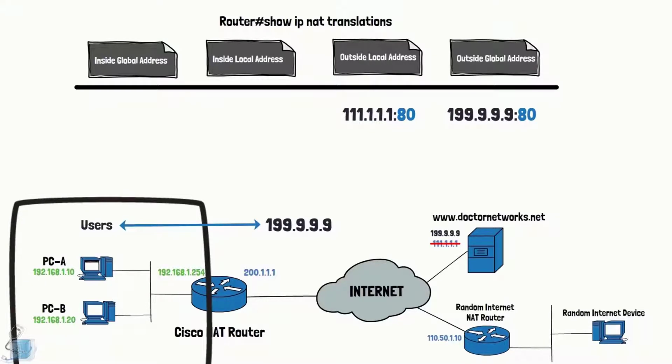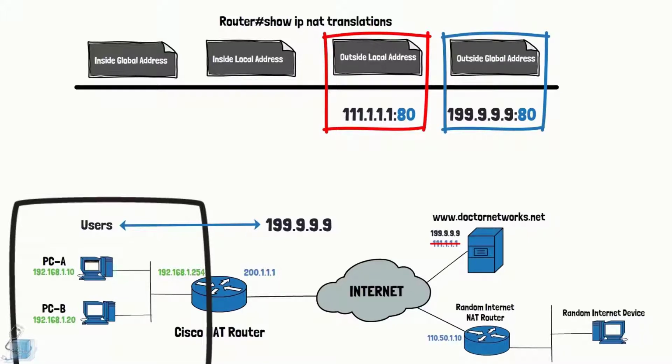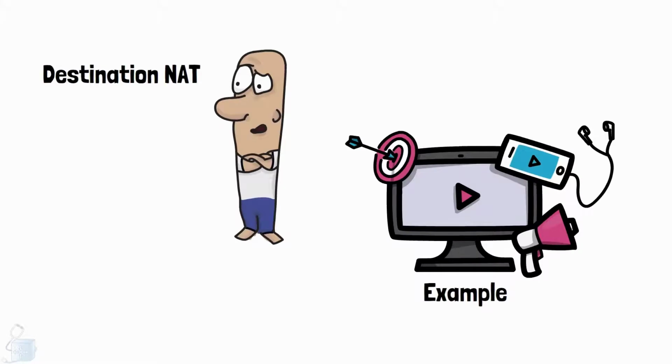So if we were to look at the show IP NAT translations command on the router now, the outside local address will be 111.1.1.1 and the outside global address will be 199.9.9.9. So you see how the local perspective of the local clients is now different. For the rest of the world, drnetworks.net will be accessible via the IP of 199.9.9.9 because that is the global perspective. So in the upcoming lab, we will be configuring and understanding Destination NAT and also see Twice NAT in action.